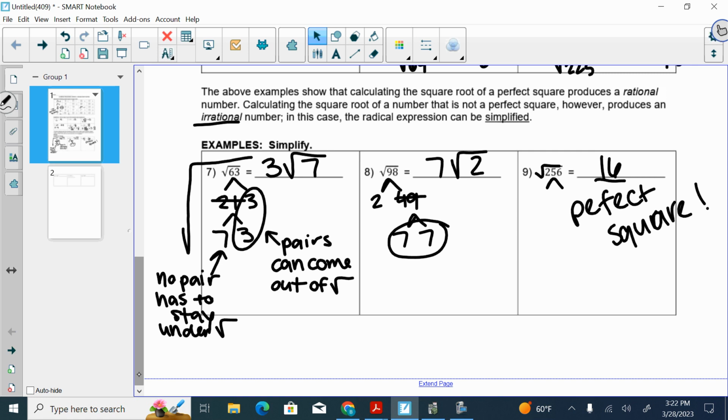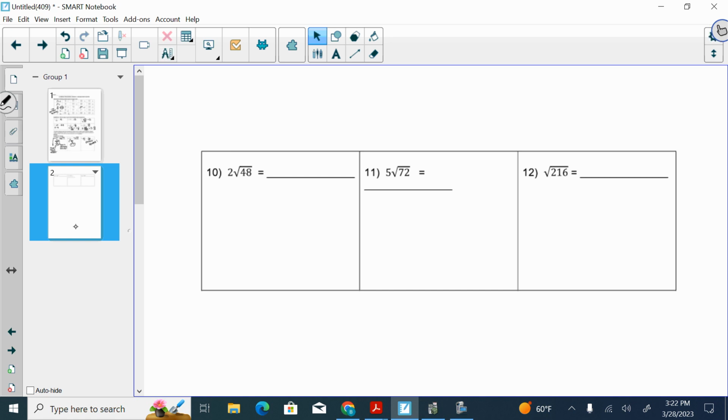All right, flip it over onto the back. We just got a couple more to look at together. All right, so number 10. We've already got a 2 out in front. Is 48 on our chart? No, so we're going to have to break it down ourselves. What can you guys think of that would multiply to give us 48?